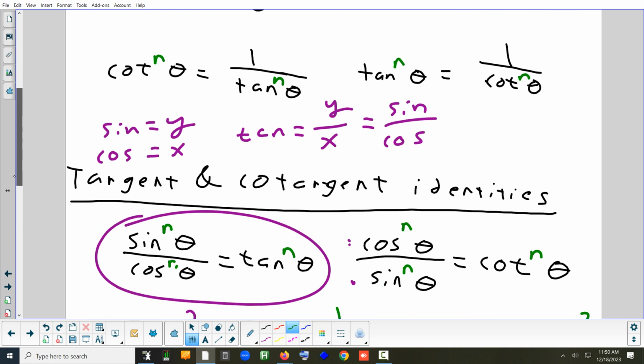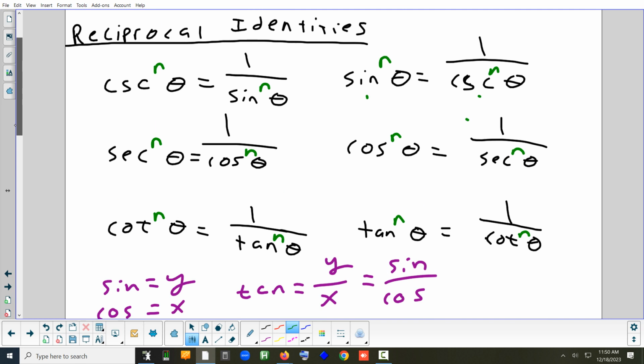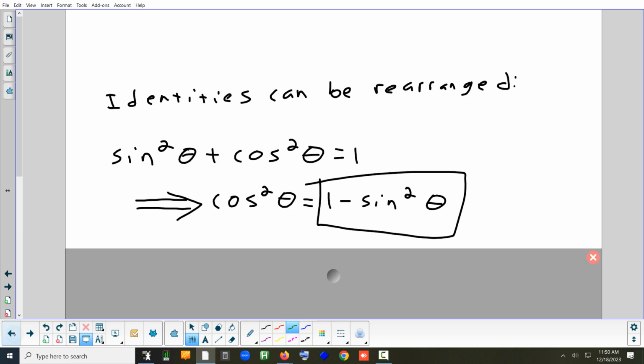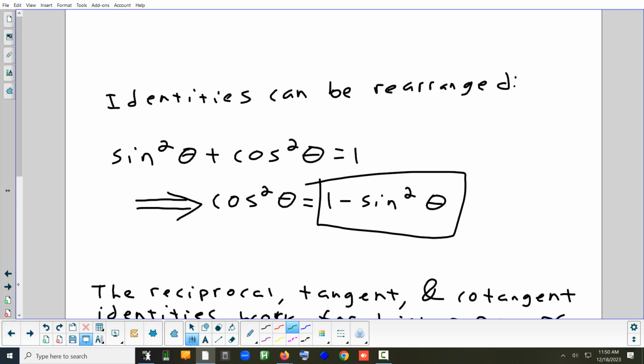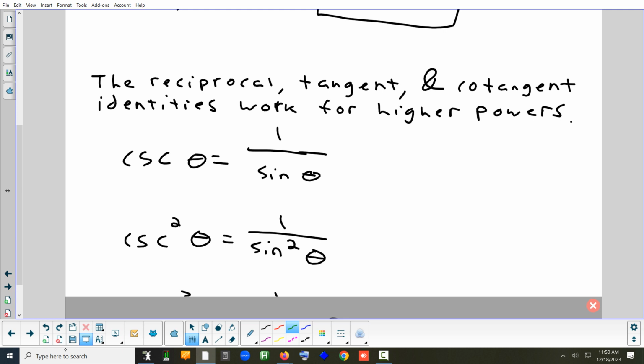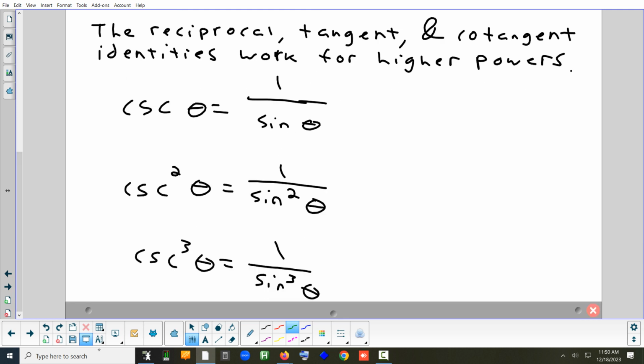Does everybody have the tangent and cotangent? And the reciprocal, you already had those. You just add in the n for the power. That works for higher powers. This I already explained to you. If you want to write that down again, you can, but that's what we already said.